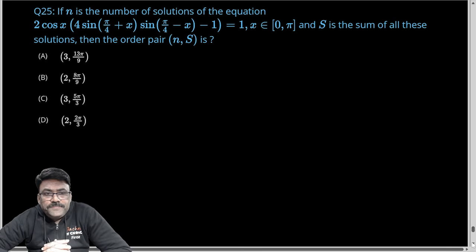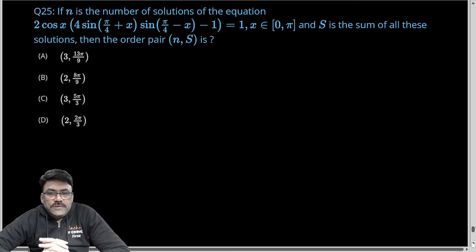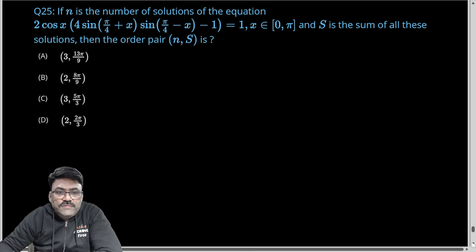See this question. You are given a trigonometric equation here. X belongs to 0 to pi. N is the number of solutions and S is the sum of the solutions. So two things you have to find, number of solutions and the sum of the solutions. So let's see what is given. It is given 2 cos x.